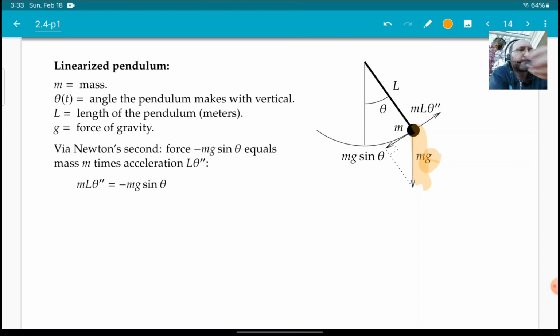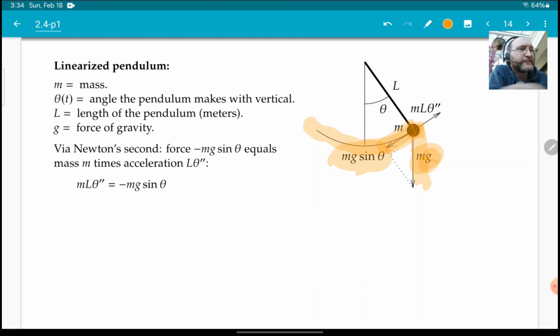Now that's not the thing that's acting on the mass, right? Because the mass is on this stick or string or whatever it is, so gravity can't just pull it straight down. The mass can only move along this circular arc. So we're looking only at the component of the force of gravity tangent to this arc, where the mass can move. And if you do a little bit of trigonometry, that's sine of theta times the force of gravity.